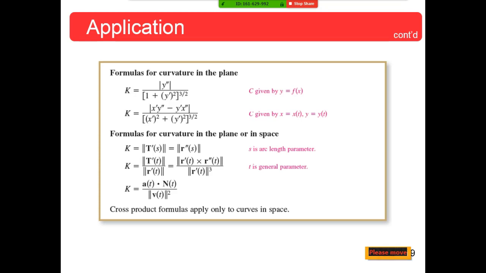If y is a function of x. But if you have a vector rendition of that, where your c is given as x of t i plus y of t j, now this again is in the plane, then it's x prime y double prime minus y prime x double prime, absolute value of that difference, divided by x prime squared plus y prime squared, and that's raised to the 3/2 power. Okay?